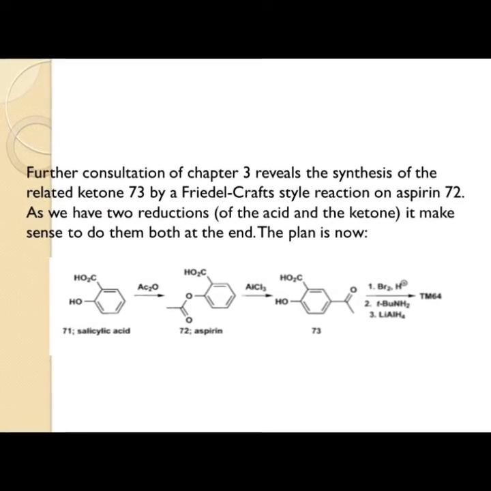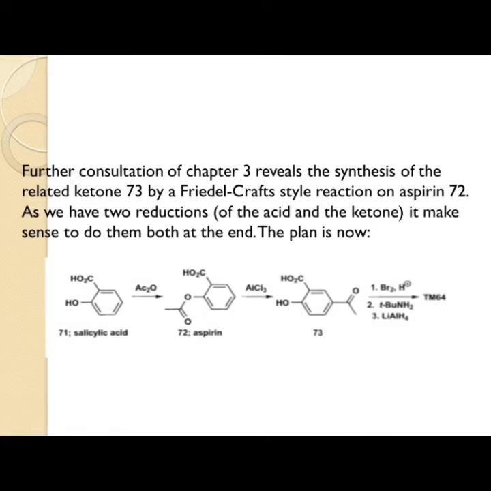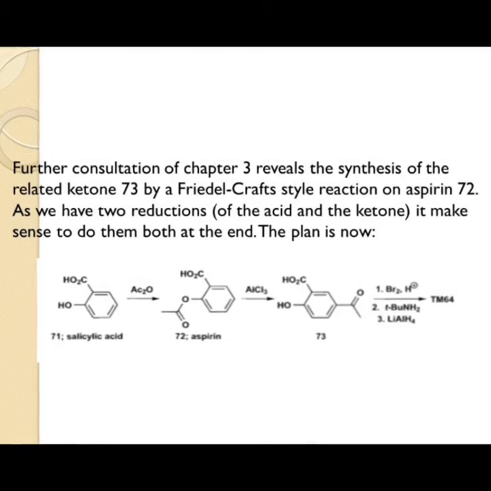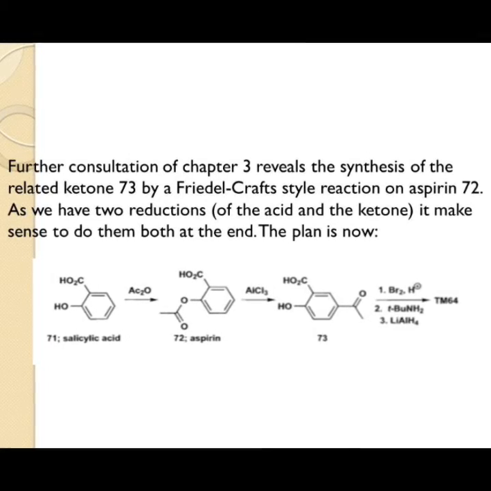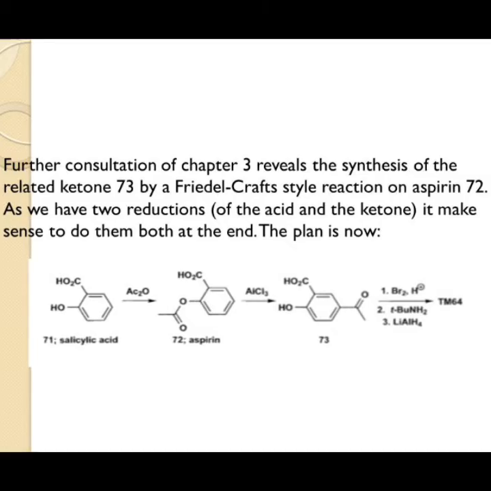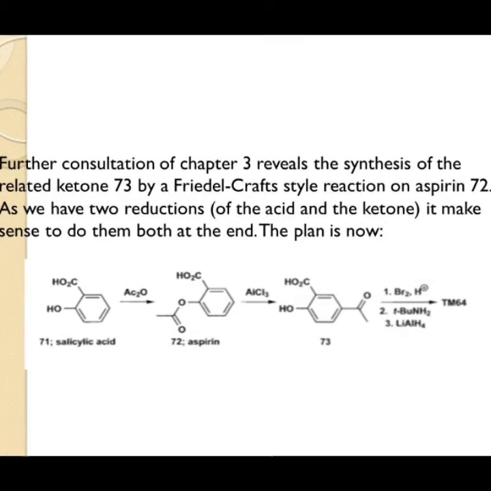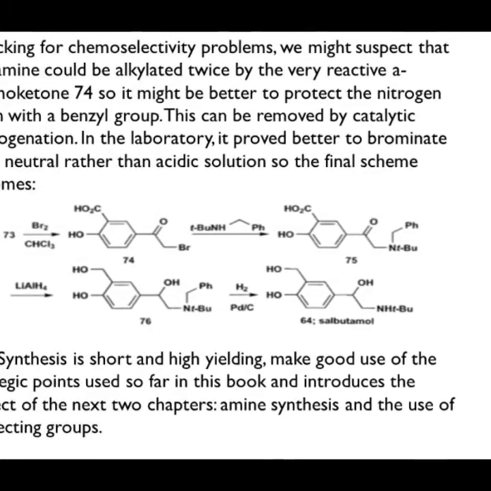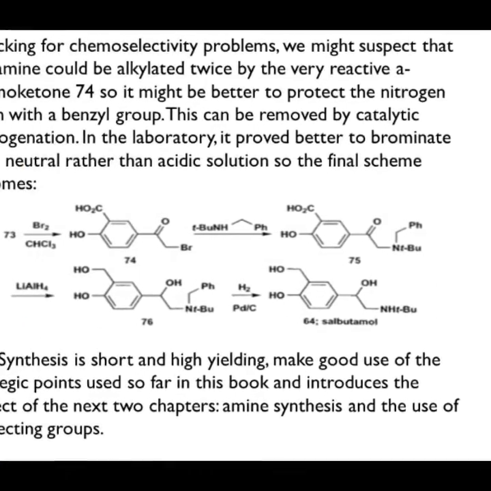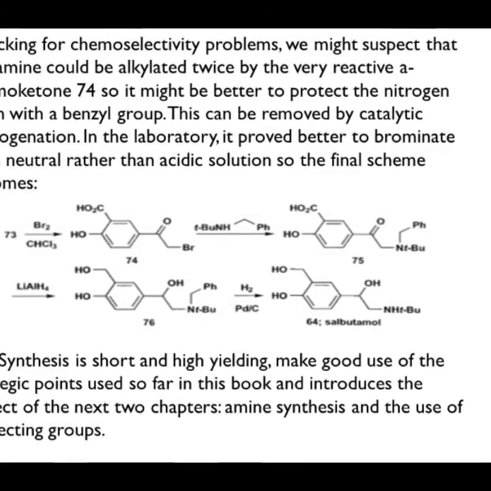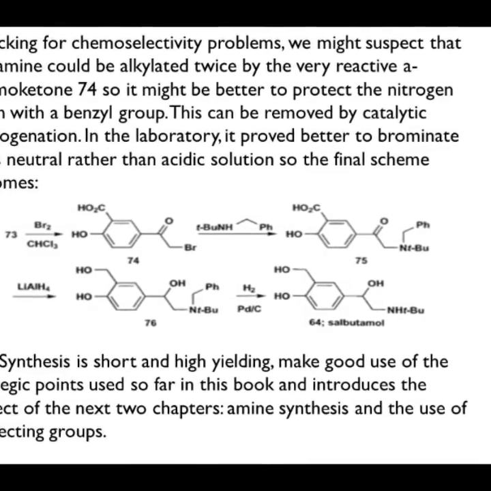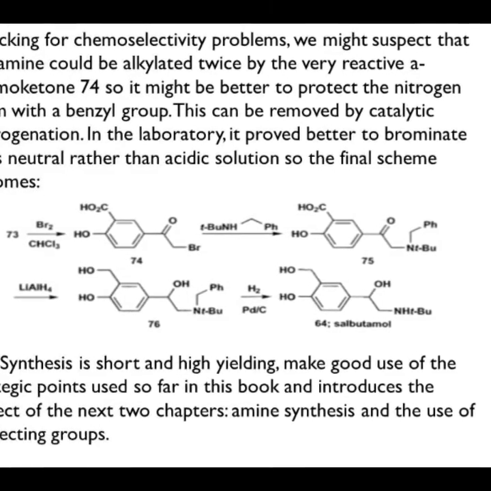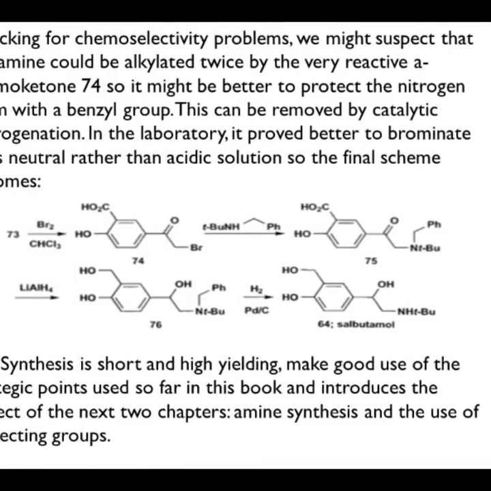Further consultation of Chapter 3 reveals the synthesis of the related ketone 73 by a Friedel-Crafts style reaction on aspirin 72. As we have two reductions, of the acid and the ketone, it makes sense to do them both at the end. The plan is now as follows. Checking for chemoselectivity problems, we might suspect that the amine could be alkylated twice by the very reactive bromoketone 74, so it might be better to protect the nitrogen atom with a benzyl group. This can be removed by catalytic hydrogenation.